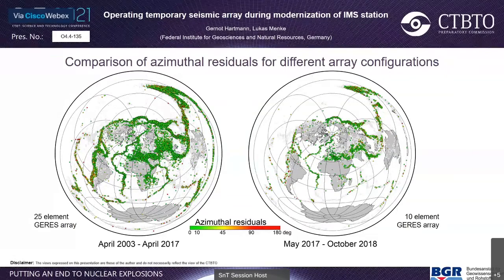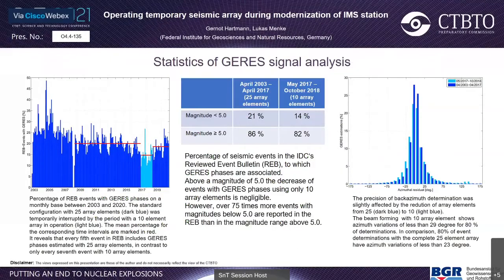Let's have a closer look into the statistical details of the estimated azimuthal residuals. Here is the compilation of some statistics of the Ceres signal analysis. On the right side, we compare the accuracy of azimuth determination. The histogram shows the distribution of azimuthal residuals for events estimated with a 10-element array in light blue and for events estimated with a 25-element array in dark blue. The variability for the 10-element array is slightly higher.